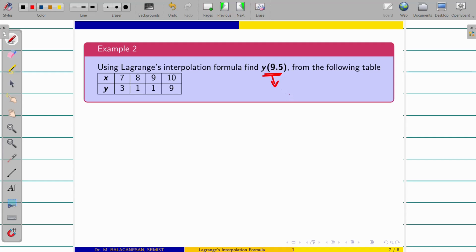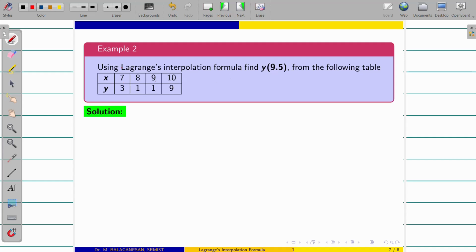If you want to find y, it is normal interpolation, Lagrange's interpolation. If you want to find the value of x, it will be Lagrange's inverse interpolation formula. That is the thing you should conclude with the help of the given question itself. What is the advantage in this question? Look at that, interval 7, 8, 9, 10.